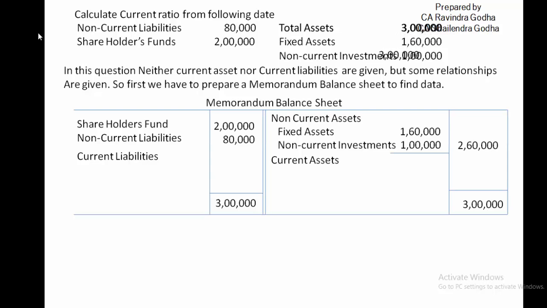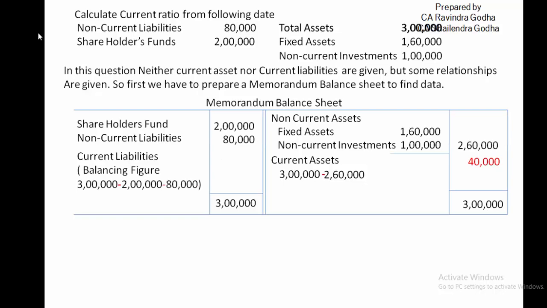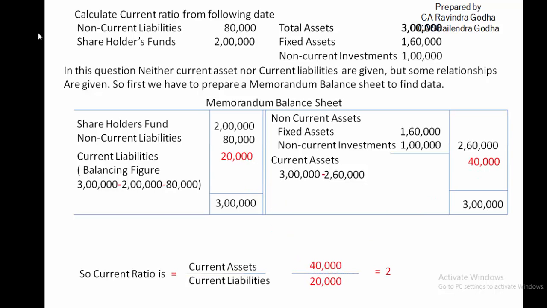So balancing figure will be current assets, 3 lakh minus 2,60,000 is equal to 40,000. And in the liability part, balancing figure will be current liabilities, that is 3 lakh minus 2 lakh minus 80,000 is equal to 20,000. And current ratio is current assets divided by current liabilities, that is 40,000 divided by 20,000, 2:1.